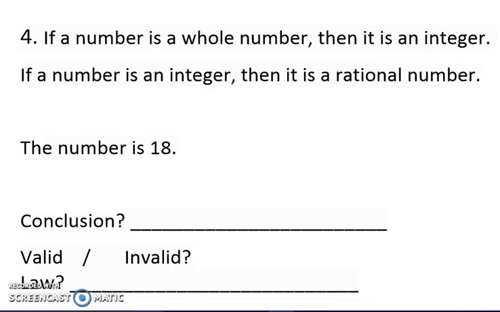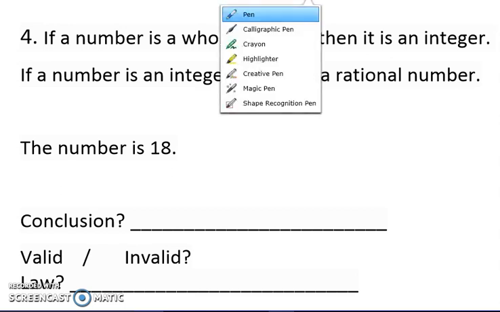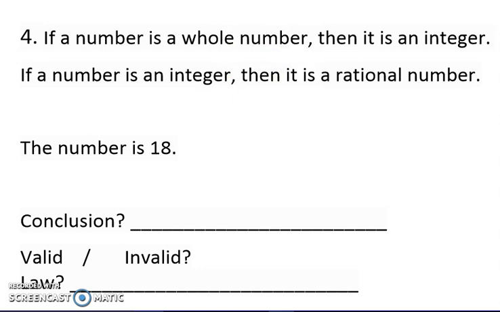The last one: if a number is a whole number, then it is an integer. If the number is an integer, then it's a rational number. So again, I'm going to highlight what's the same: "it's an integer." Since those are the same, we're going to cross them out, and we're left with P and R. So now we have to look. My statement says the number is 18. If I look at my statements, it says if a number is a whole number, then it's rational.